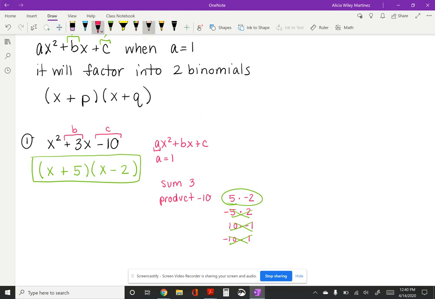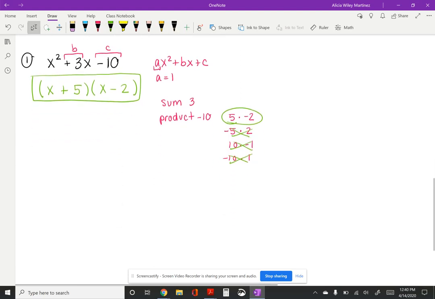Okay, let's look at another example here. Example 2. In example 2, we are going to do x squared minus 11x plus 30.